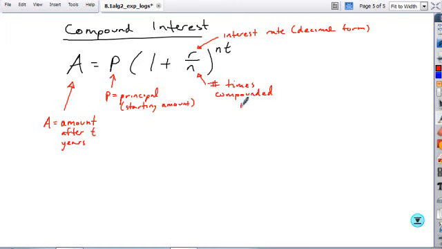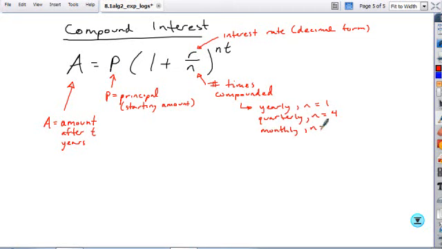Okay, so what that means is if it's compounded yearly, what do you think N would equal? If it's compounded every year, how many times is it compounded in a year? Once. And what if it's compounded quarterly? What's N going to be? 4. Okay. What if it's compounded monthly?